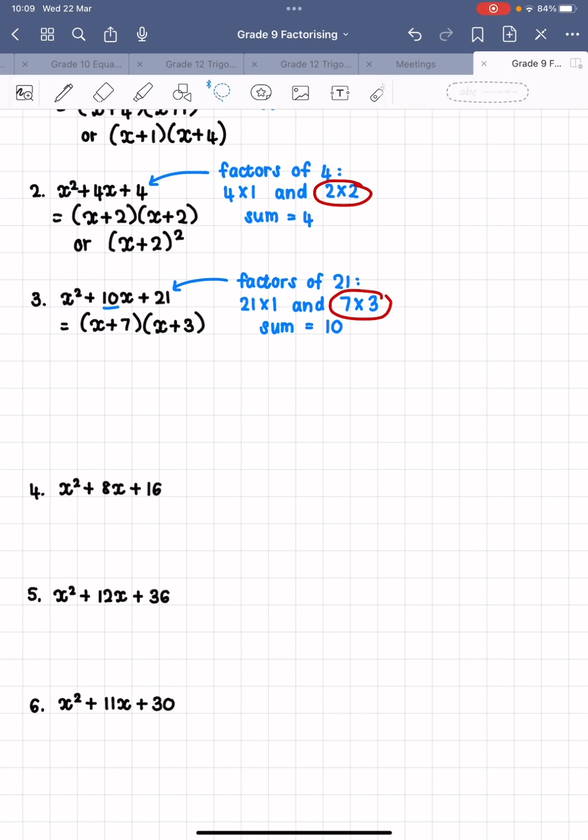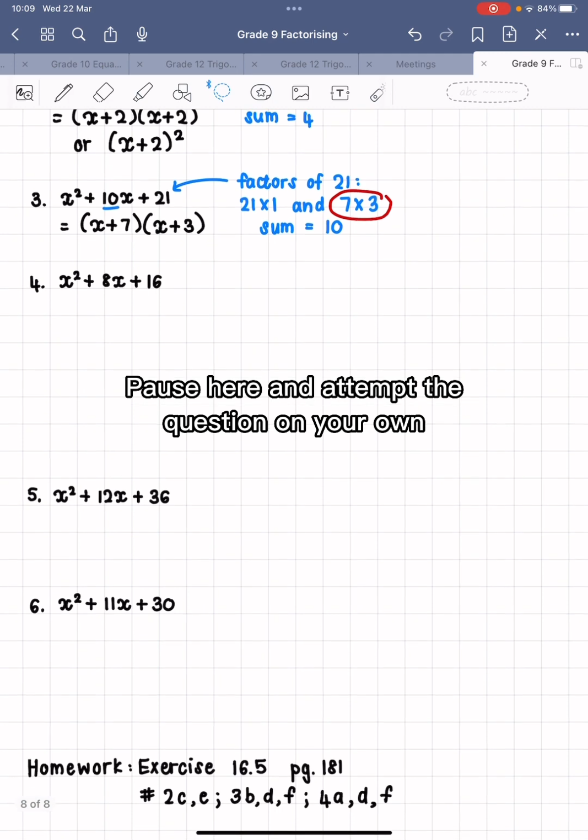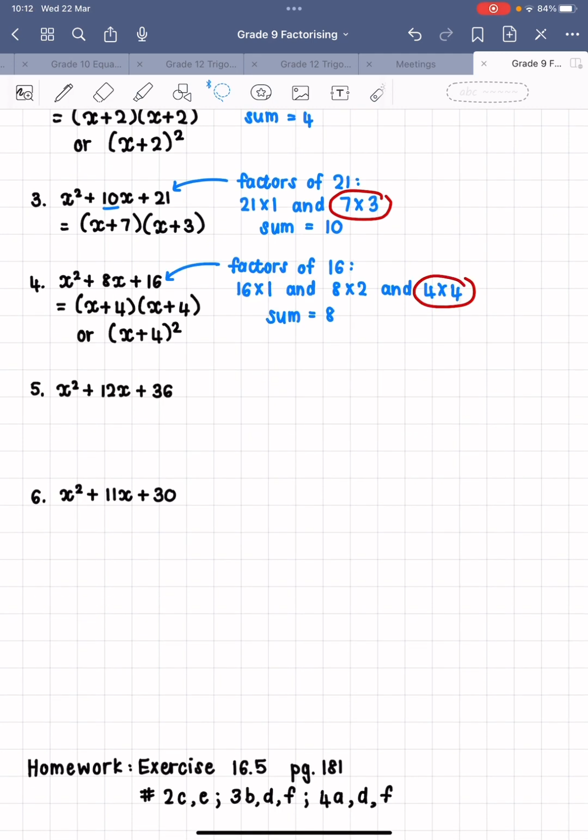All right, I want you guys to try number 4 on your own quickly. I'll give you a little while. There we go. All right, did we get that? X plus 4, x plus 4. So now we had 3 pairs of factors to choose from, but the same method still applies. You're looking for factors of the constant term, and the sum of those factors must equal 8. So you would go with 4 times 4.